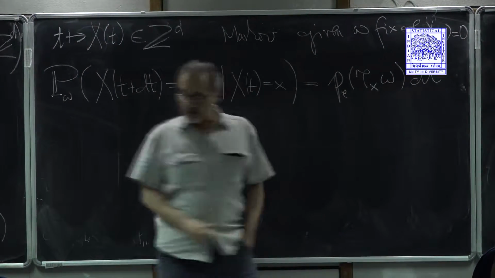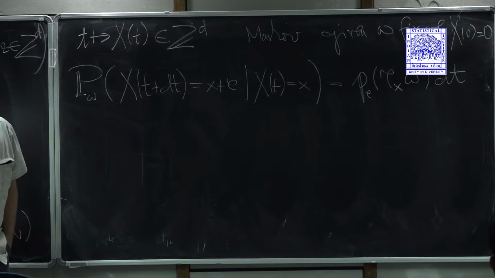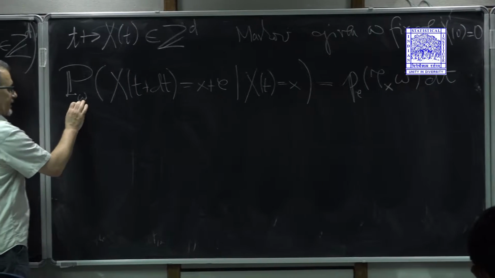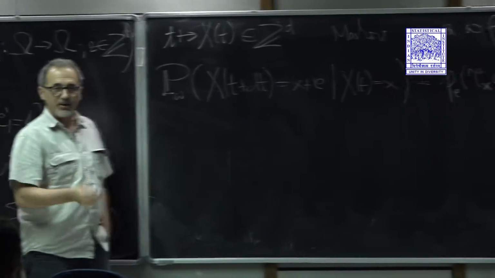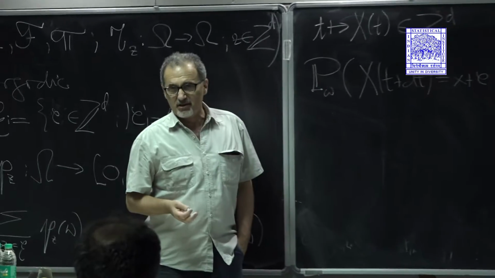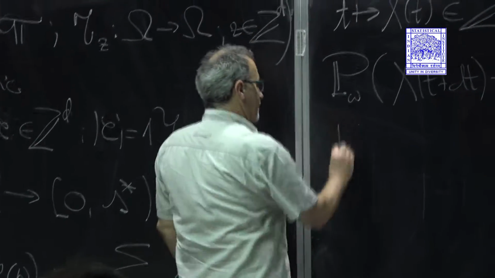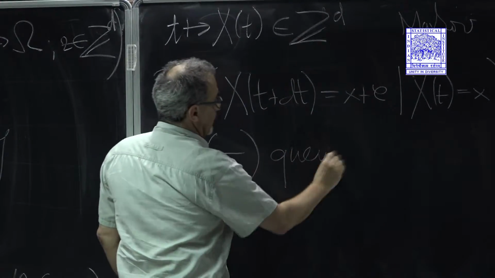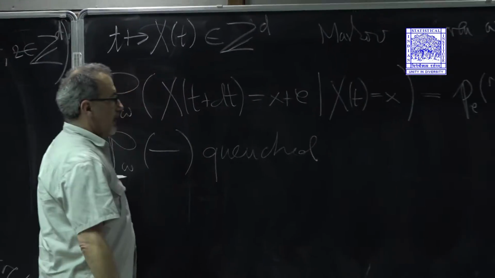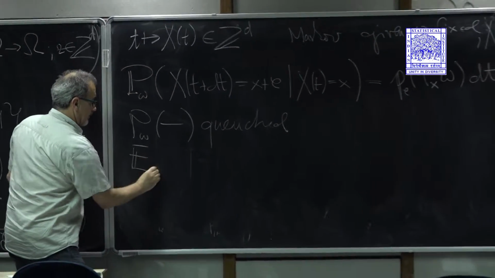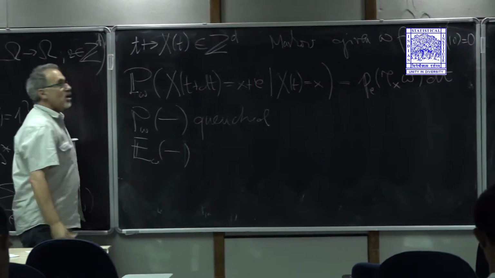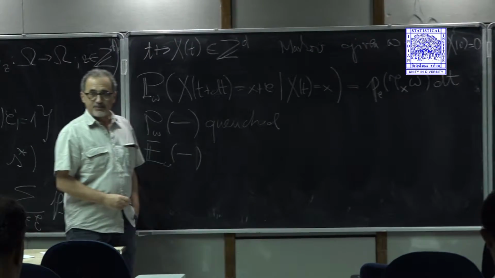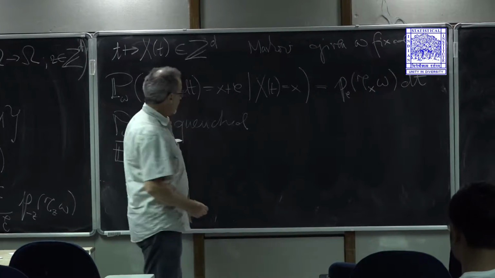So I start from the origin. This is just for convenience, and just notation. Whenever you see this omega down there, that means with omega fixed. That is what we call quenched probability. So P_omega is quenched probability. And expectation, when you see something like that, that means omega is fixed, and you average only with respect to the randomness of the random walk.